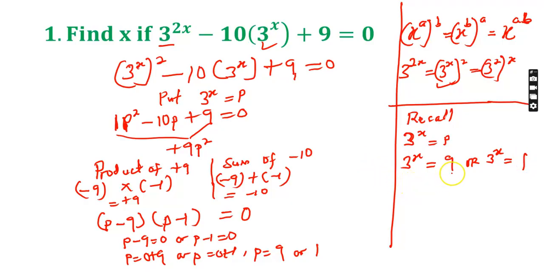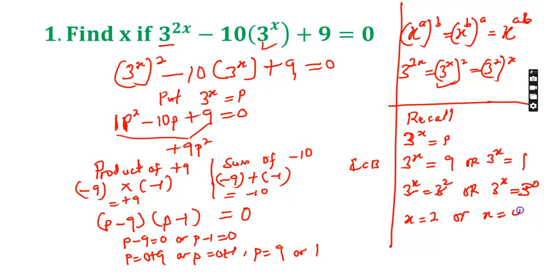So I will change this to what is called LCB, lowest common base. I can express 9 in terms of base 3. That will give me 3 to the power x is equals to 3 to the power 2. Or I can express 1 in terms of the lowest common base of 3. That's 3 to the power x equals to 3 to the power 0, because n to the power 0 is 1. So this cancels this, and I have x equals to 2 or x equals to 0. So that's the end of that question.